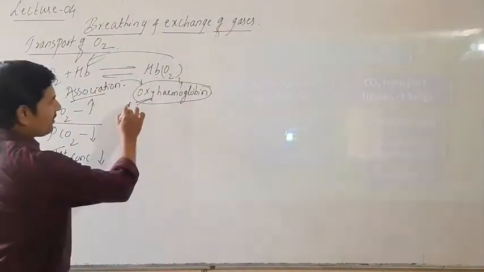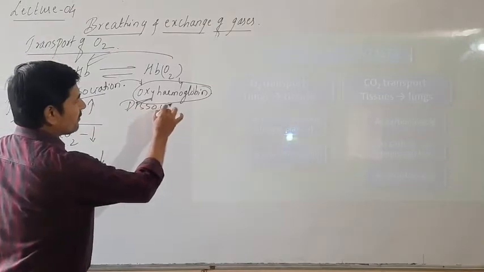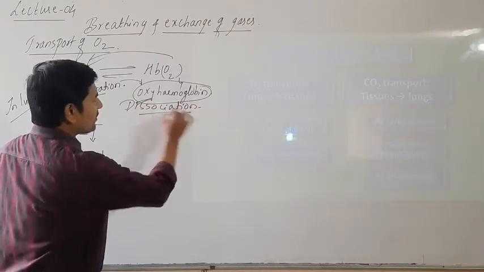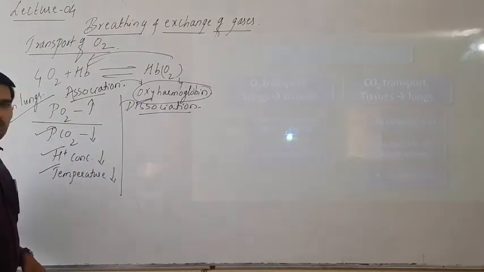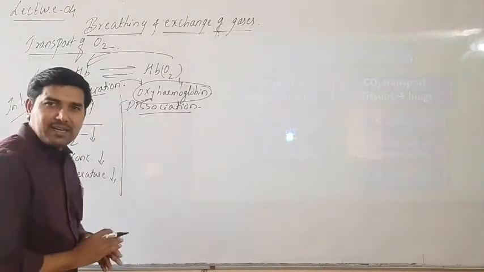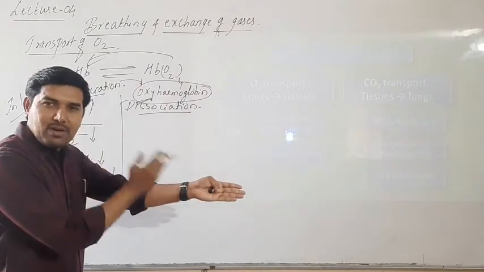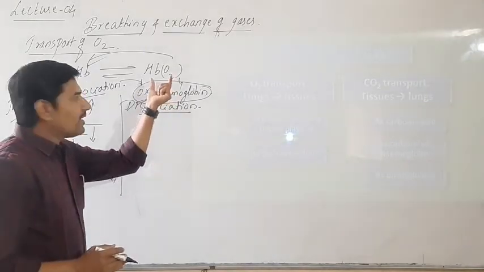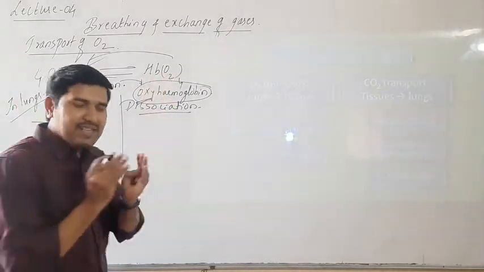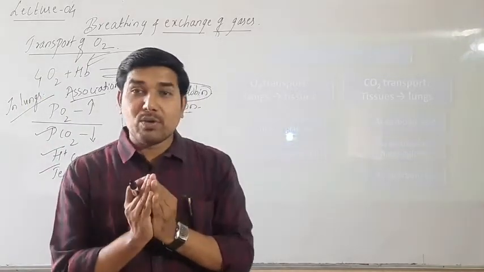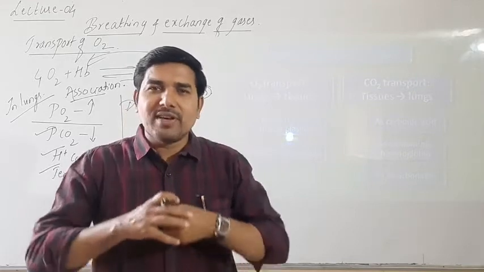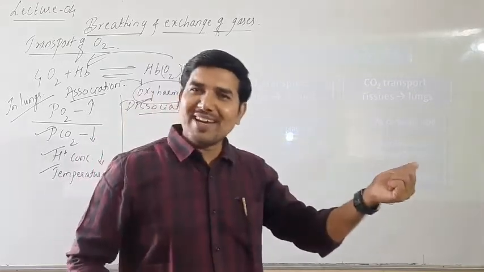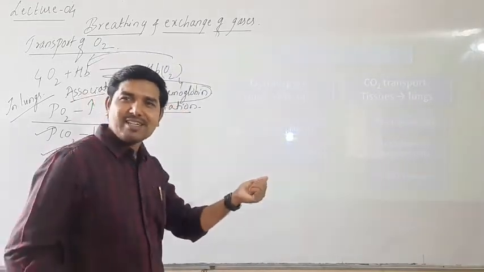Now dissociation. For dissociation we are taking the same factors only. What should be the condition in the tissues to break down oxyhemoglobin? Because oxygen binds only temporarily with hemoglobin. If there is strong affinity, then Hb and O2 won't dissociate. If it doesn't dissociate, then how will the cells get the oxygen for cellular respiration?